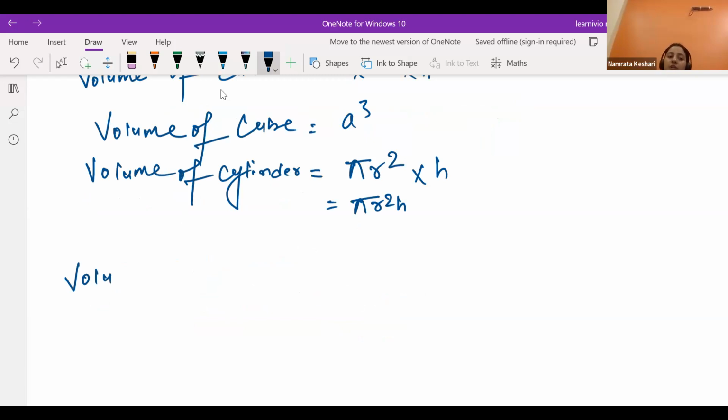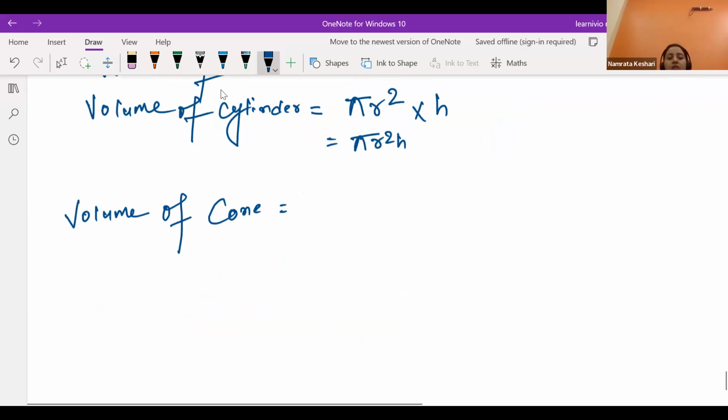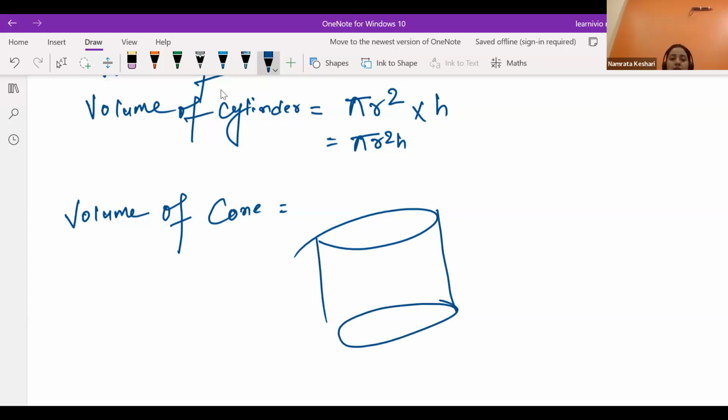Now next is the volume of the cone. This is important to us because we are going to start the chapter on volume of the cone. Volume of cone came from this: suppose we have a cylinder and you have a cone, and here the radius of both is equal.